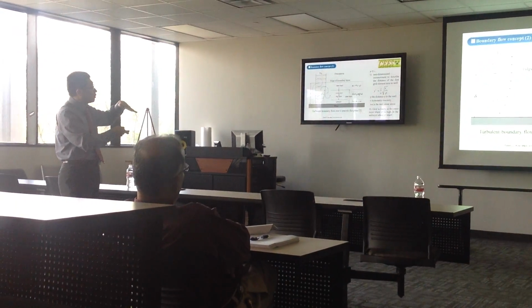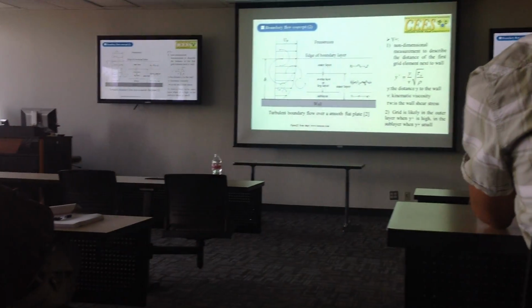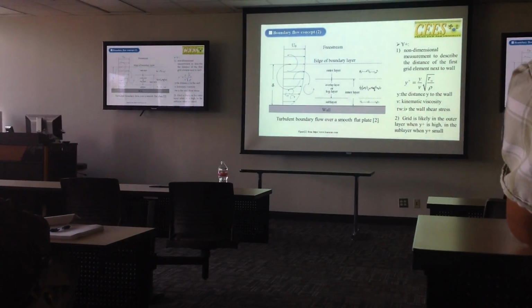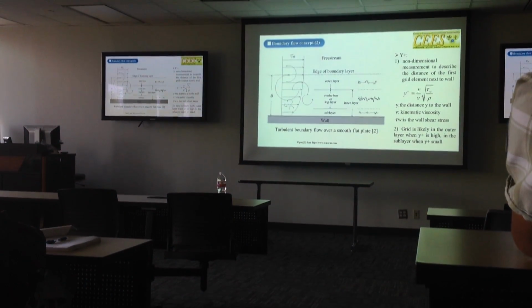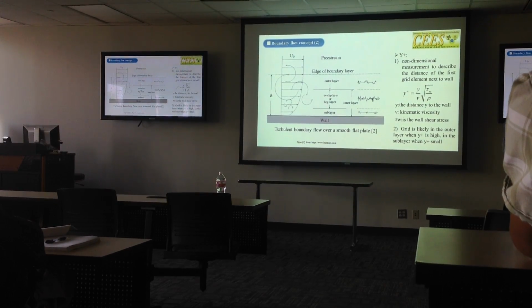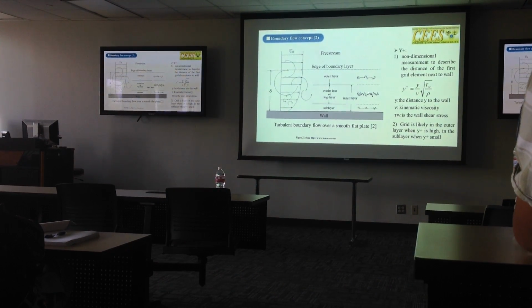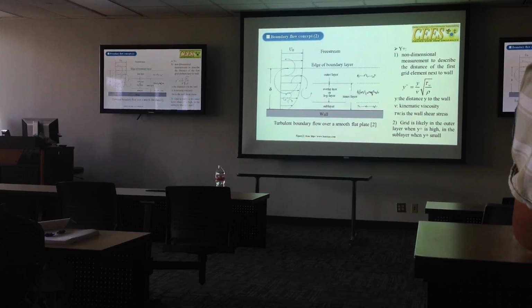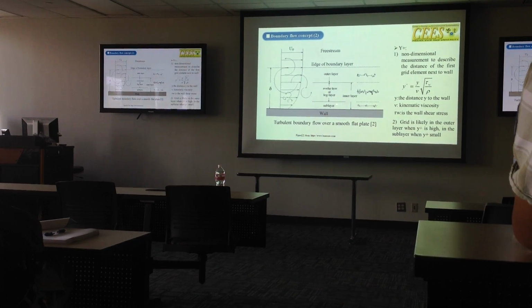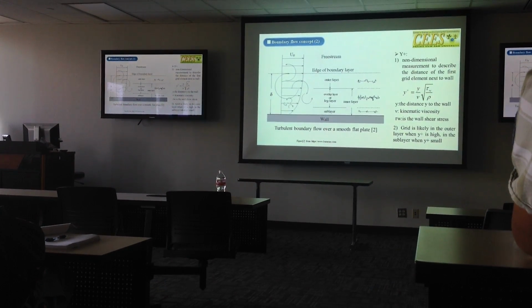In this picture, from the wall, the first layer is located there. And this is the equation for Y plus. Y is the normal distance to the wall, and this is the viscosity, this is the shear stress, and the flow density. So when the Y plus value is high, likely the first layer grid will be located in the outer layer. And when the Y plus is smaller, it will be located near the wall, for example, in the sublayer. That's the relationship.